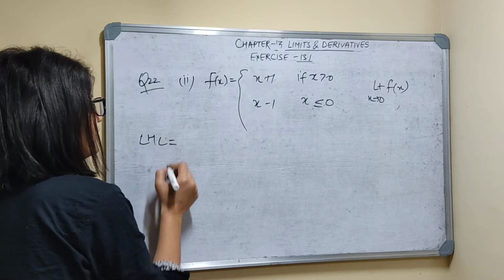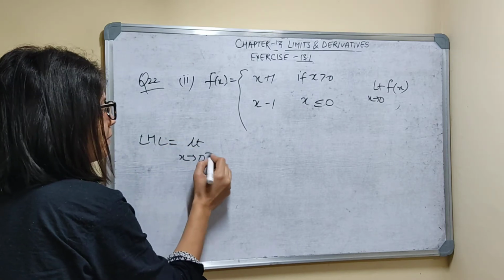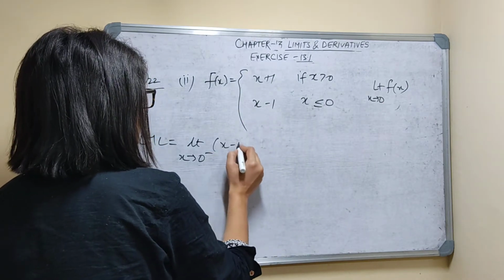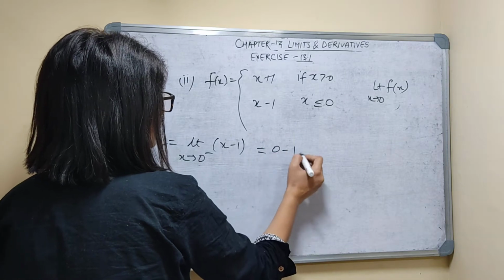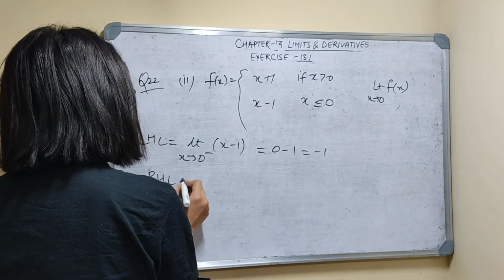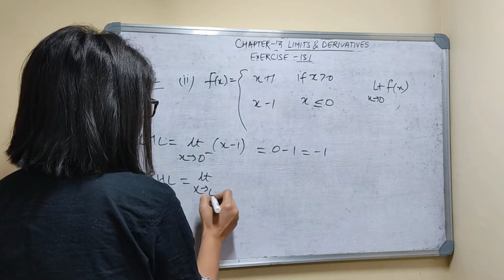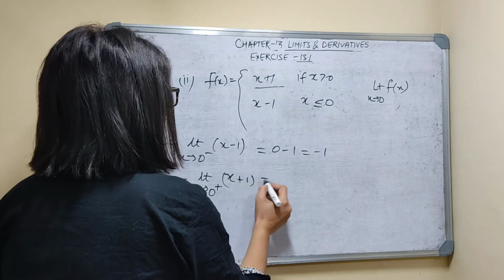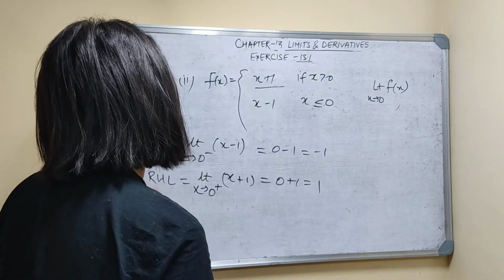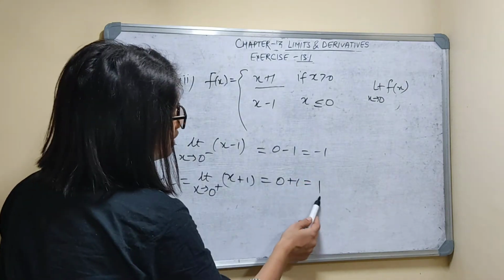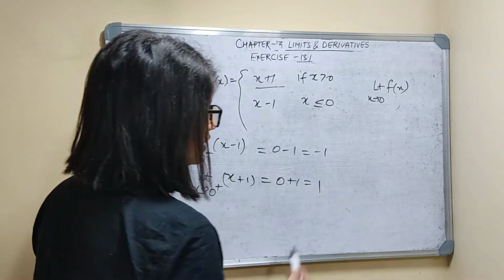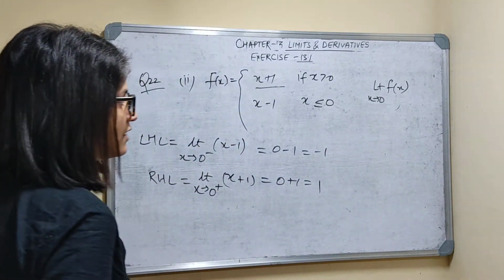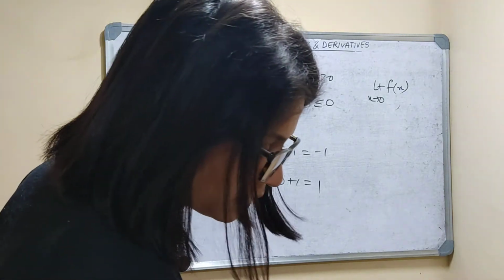So first I am finding the LHL. Limit x tends to 0 minus. 0 minus means less than or equal to 0, so you have to take that function, x minus 1. Put here 0, 0 minus 1, that is minus 1. Right hand limit, you can see, limit x tends to 0 plus. 0 plus means greater than 0, for this function you have to take x plus 1. 0 plus 1, the answer is 1. You can see the left hand limit and right hand limit both exist but both are different, minus 1 and 1, so it is not equal. That's why it is proved that the limit as x tends to 0 of f(x) does not exist.